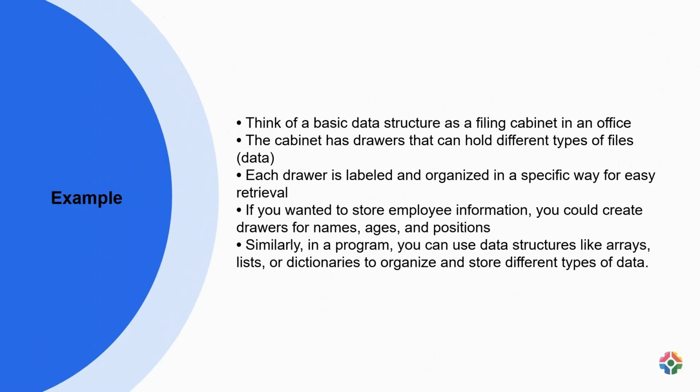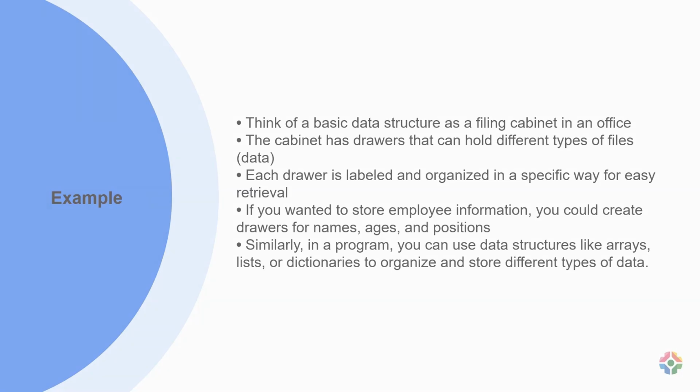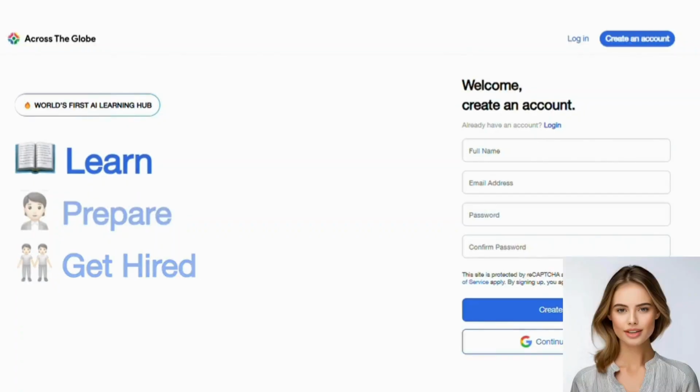Think of a basic data structure as a filing cabinet in an office. The cabinet has drawers that can hold different types of files, data. Each drawer is labeled and organized in a specific way for easy retrieval. If you wanted to store employee information, you could create drawers for names, ages, and positions. Similarly, in a program, you can use data structures like arrays, lists, or dictionaries to organize and store different types of data.